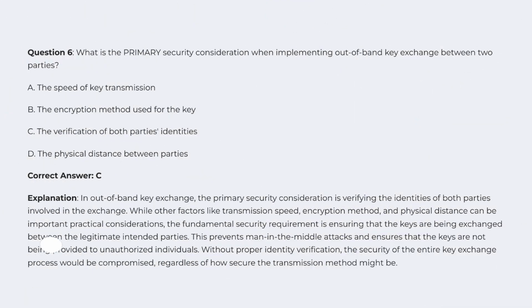Correct answer, C. Explanation. In out-of-band key exchange, the primary security consideration is verifying the identities of both parties involved in the exchange, while other factors like transmission speed, encryption method, and physical distance can be important practical considerations. The fundamental security requirement is ensuring that the keys are being exchanged between the legitimate intended parties. This prevents man-in-the-middle attacks and ensures that the keys are not being provided to unauthorized individuals. Without proper identity verification, the security of the entire key exchange process would be compromised, regardless of how secure the transmission method might be.